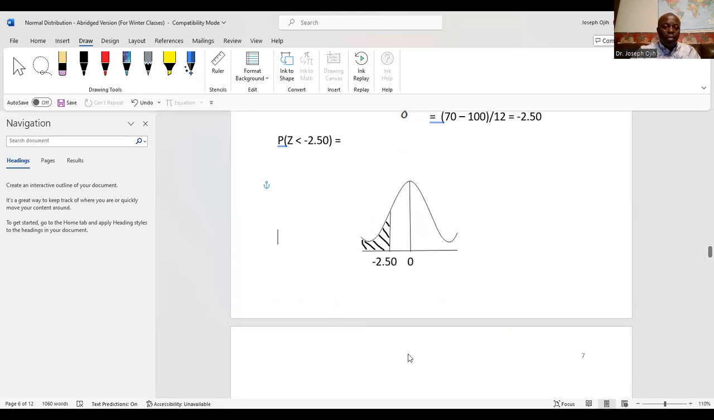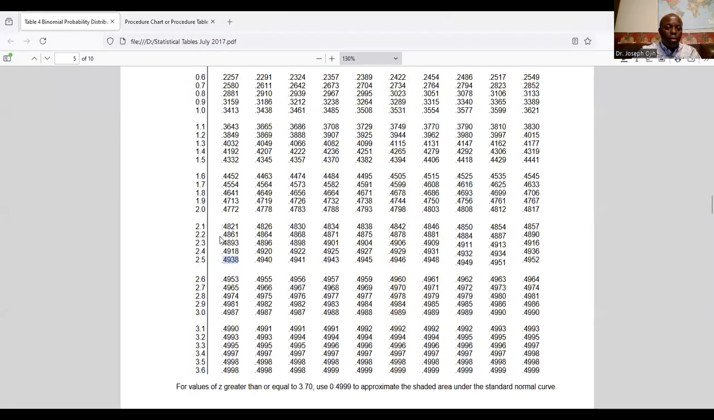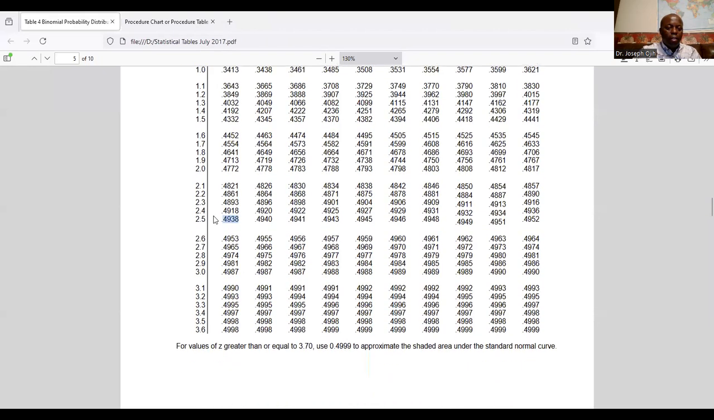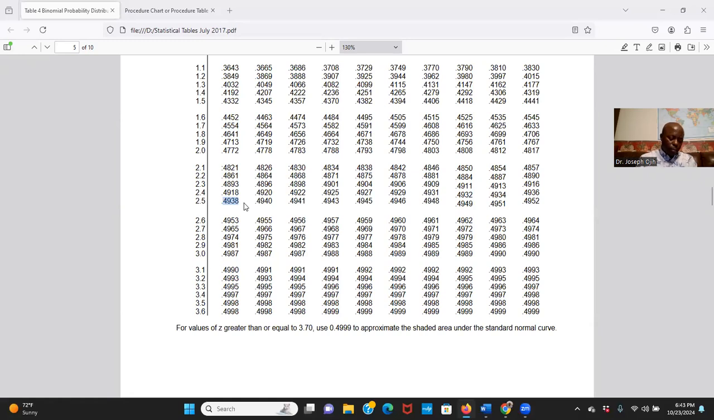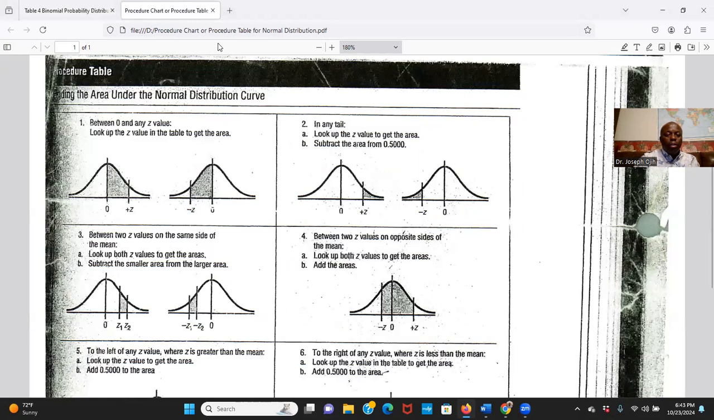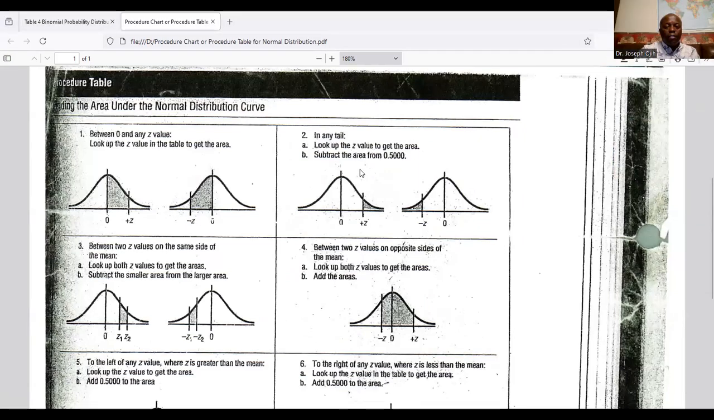So you have 2.5 here, under 0. See 2.5, and you can see 0.4938. Okay. So based on that, the rule said that we should subtract the answer area from 0.5.